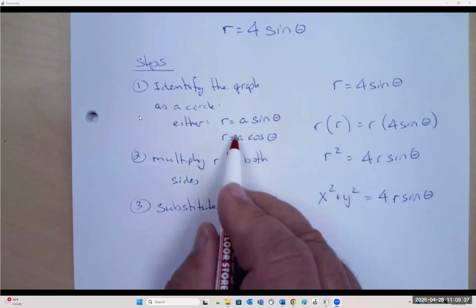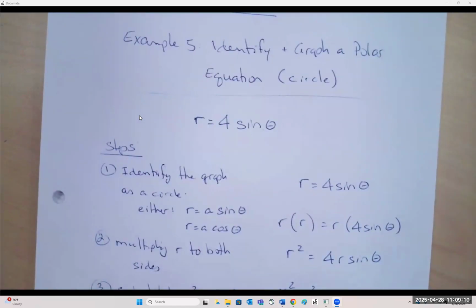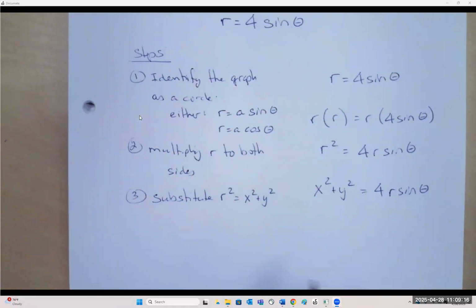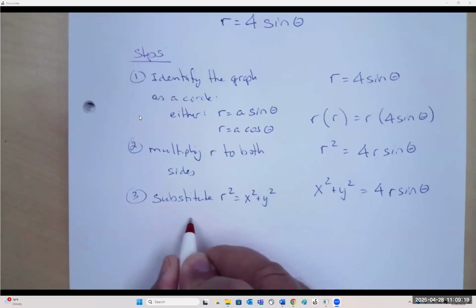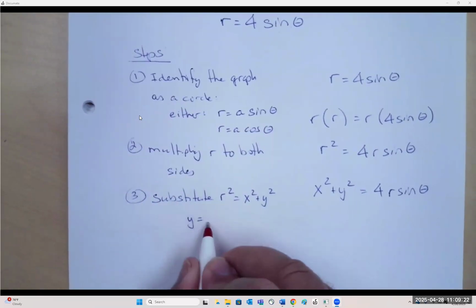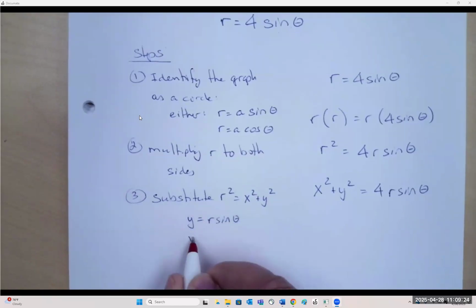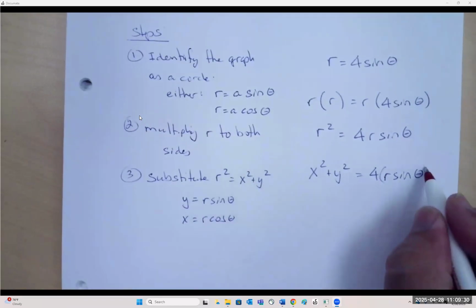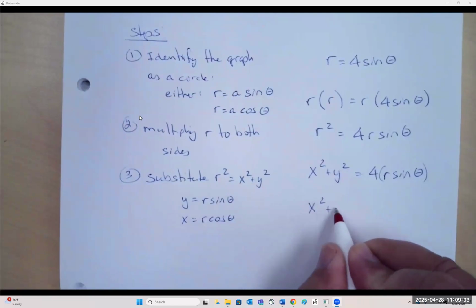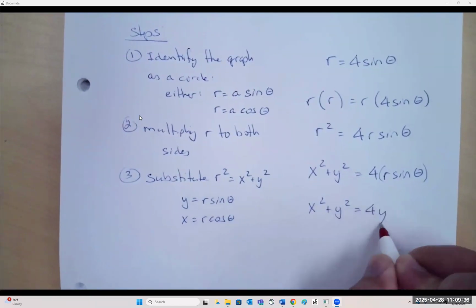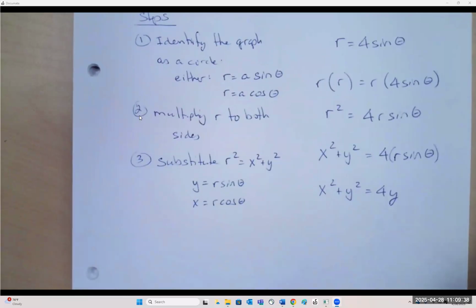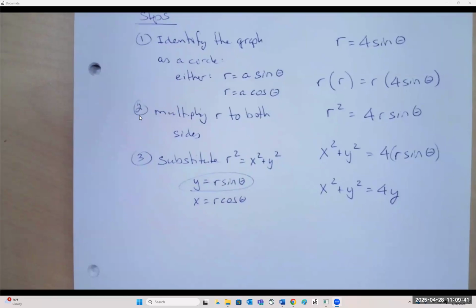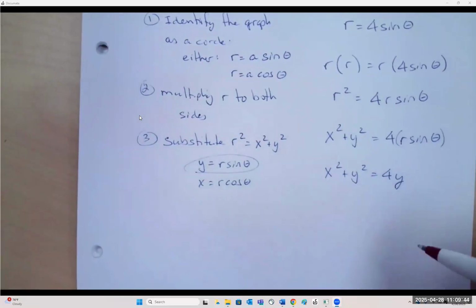Okay, now from our earlier discussions, remember we had y is equal to r sine theta, x is equal to r cosine theta. So since that is there, we have x squared plus y squared equals 4y. We're using this one because now we're in rectangular coordinates. We can now figure out this one and graph it.